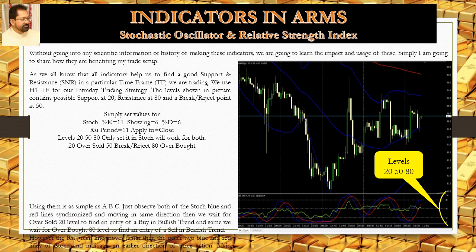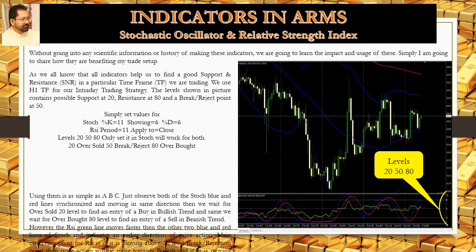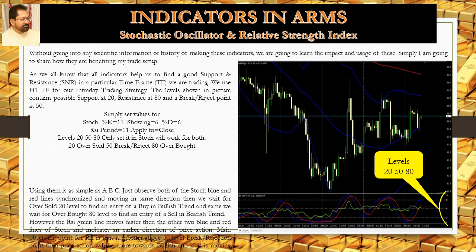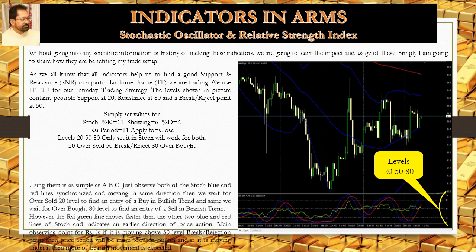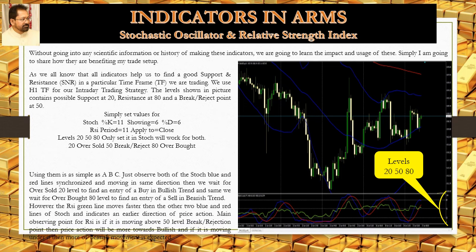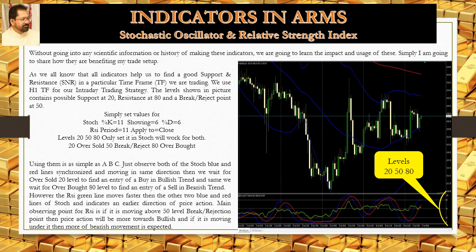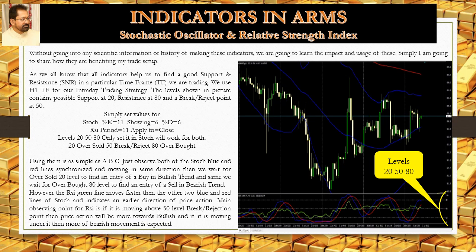So levels 20, 50, 80, only set it in stochastic, and it will work for both. 20 oversold, 50 break or rejection point, 80 overbought. Just keep these terminologies in your mind.